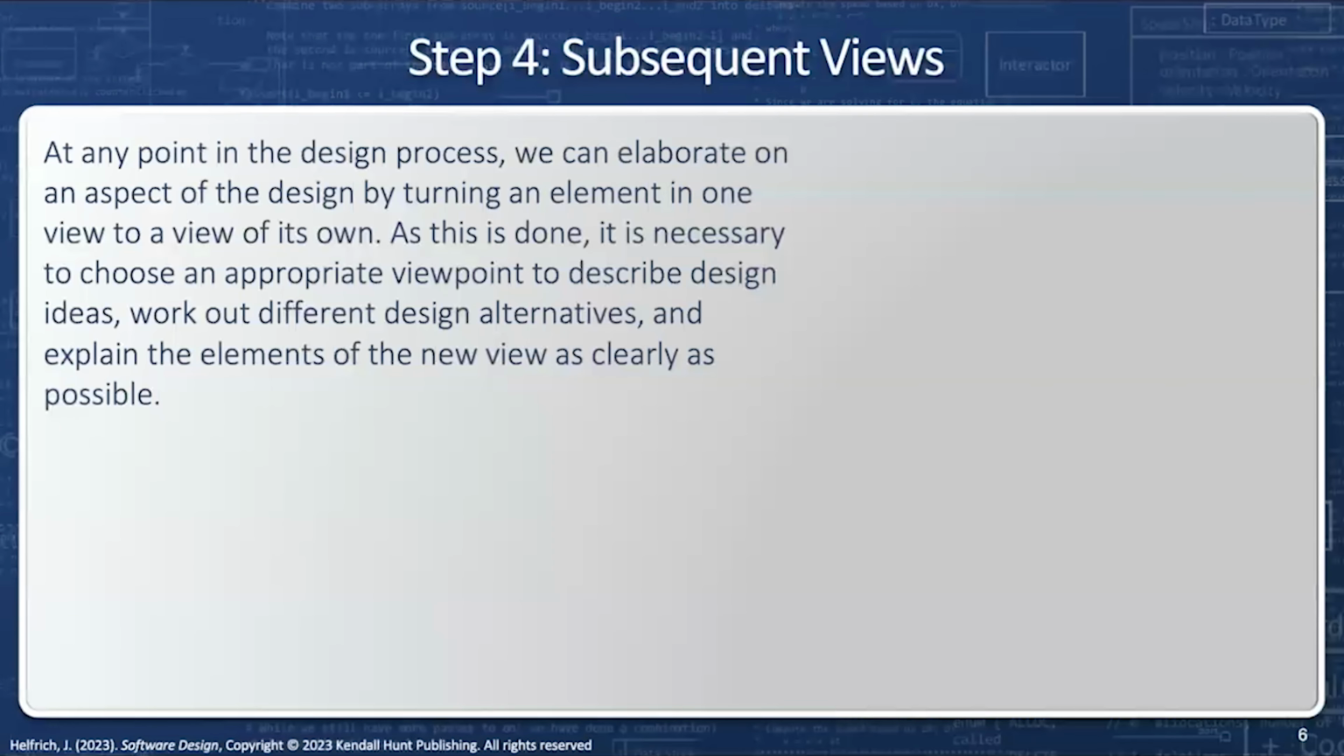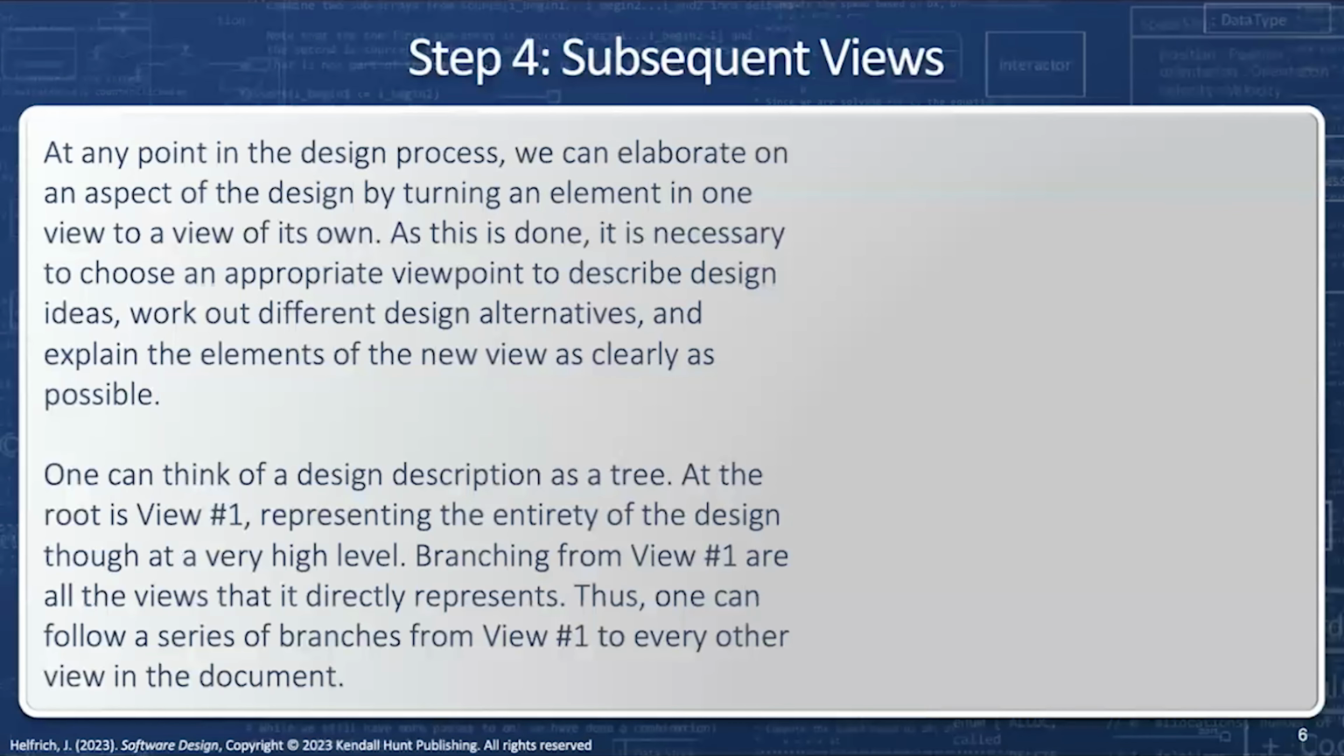Now, step 4 is to go through all the subsequent views. At any point in the design process, we can elaborate on an aspect of the design by turning one element into a view of its own. As this is done, it is necessary to choose an appropriate viewpoint to describe that design idea, work out different design alternatives, and explain the elements of the new view as clearly as possible.